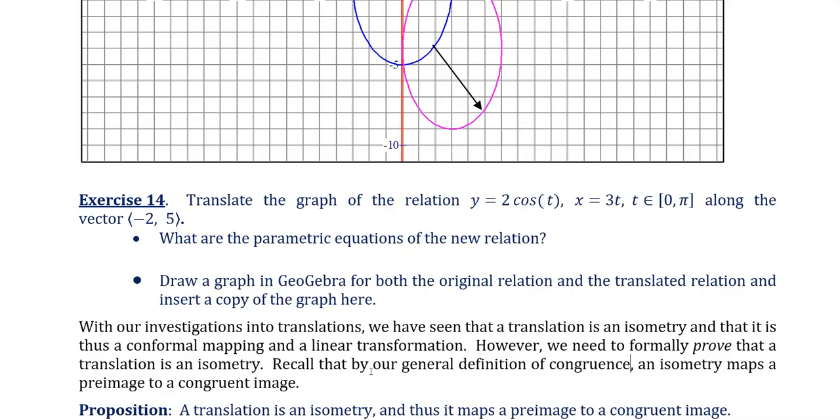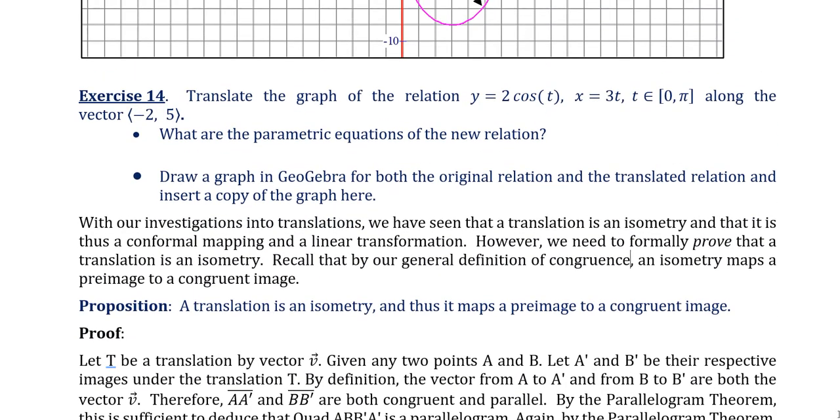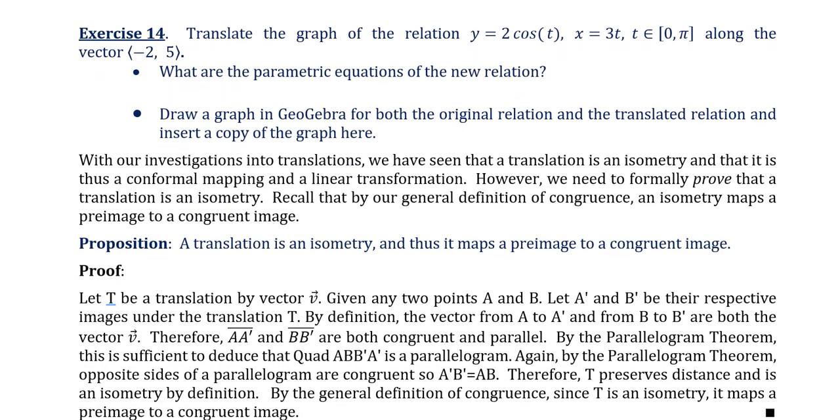Okay? Here it is written down formally right here. And so that is the proof that a translation actually is an isometry. So for each type of transformation that we do, we're going to need to do something like this that proves that it is an isometry, and thus earlier we had to prove that if it was an isometry, then it maps a preimage to a congruent image, that it's going to map an angle to a congruent angle, a line segment to a congruent line segment, and so forth.